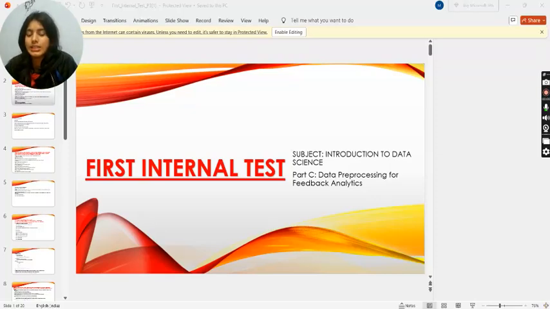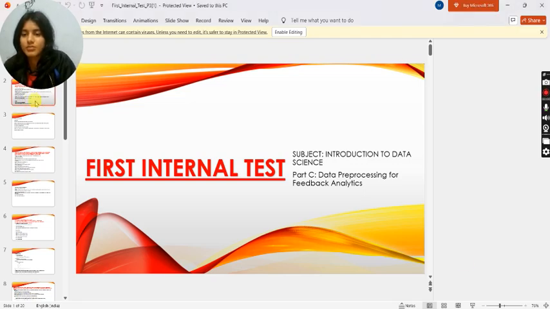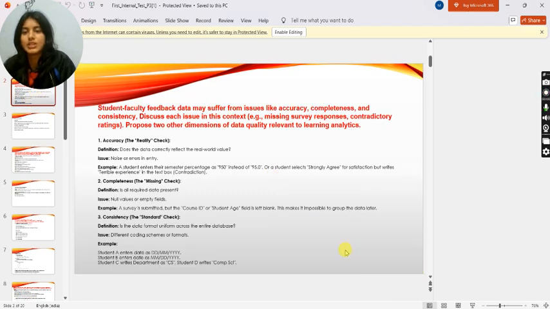Introduce the data science part C, first internal test, data pre-processing for feedback analytics. Student faculty feedback data may suffer from issues like accuracy, completeness, and consistency. Discuss each issue in this context, that is, missing survey responses, contradictory ratings. Propose two other dimensions of data quality relevant to learning analytics. First, accuracy, the reality check, that is, does the data correctly reflect the real world value?